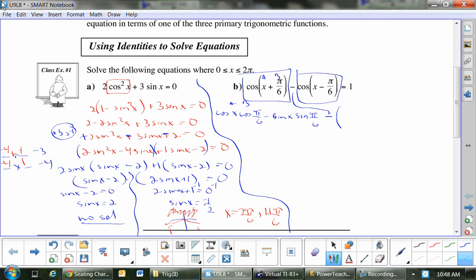I'm going to do the second identity. This is A and this is B. I'm doing cos A minus B. So that's cos A, cos x, cos B, cos pi over 6, plus, for the minus identity it's plus, sine A, sine x, sine B, sine pi over 6, and that all equals 1.